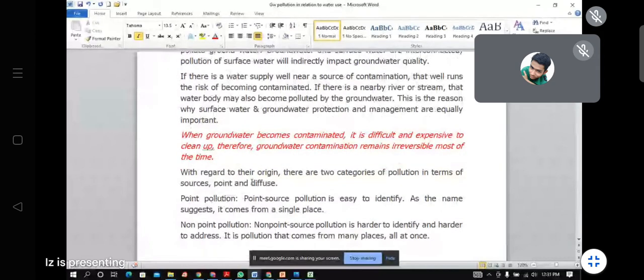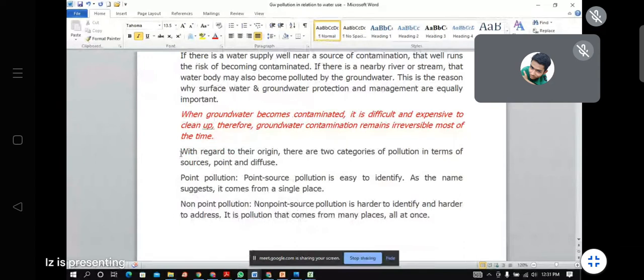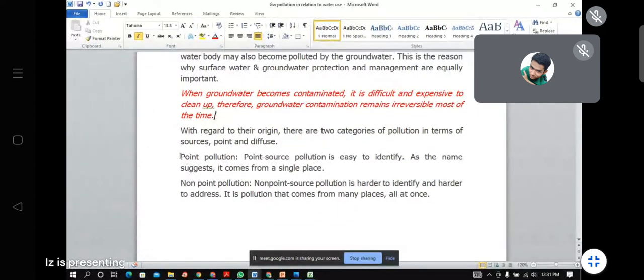As I said, with regard to its origin, there are two categories of pollution in terms of source: point pollution and non-point pollution. Point pollutions are those which are easy to identify. I mean, their genesis is easy to identify. It is relatively easy to identify point pollution. As the name suggests, it comes from a single place.